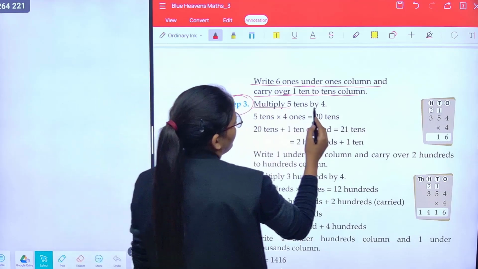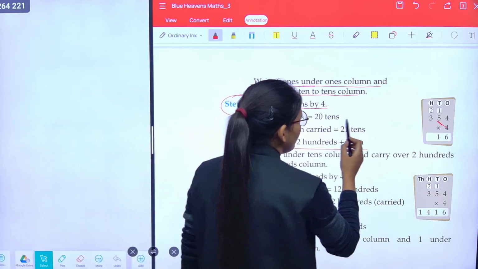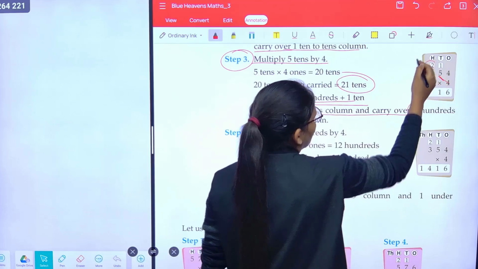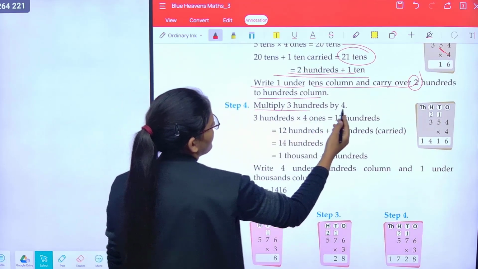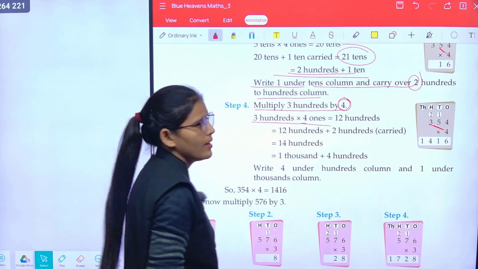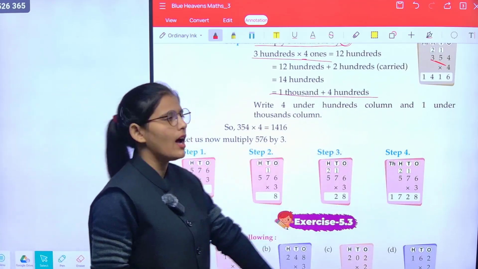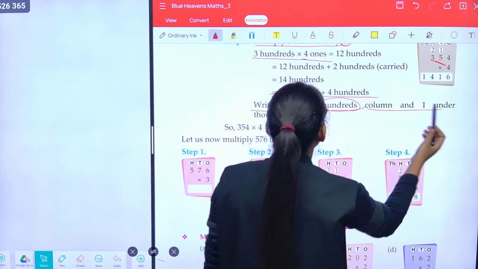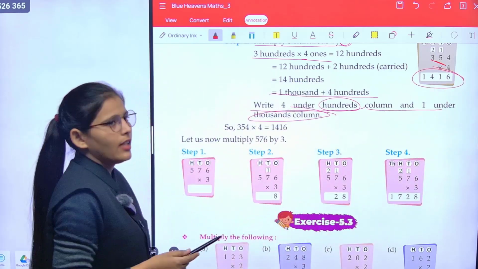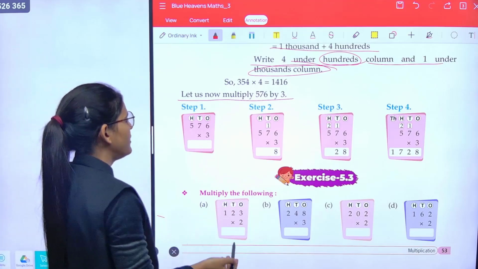Now step 3, multiply 5 tens by 4. 5 fours are 20. Add 1 carried. It is 21 tens. So 2 hundreds plus 1 ten. Write 1 under tens and carry over 2 to the hundreds column. Multiply 3 hundreds by 4. 4 threes are 12. 12 plus 2, 14. So 1 thousand plus 4 hundreds. Write 4 under the hundreds column and 1 under the thousands column. So the product is 1416.